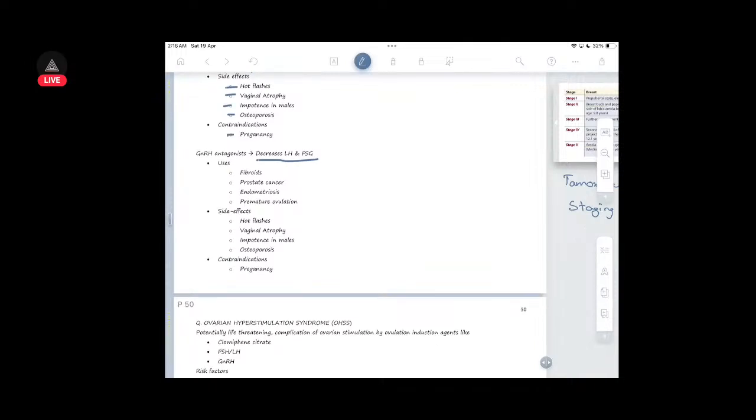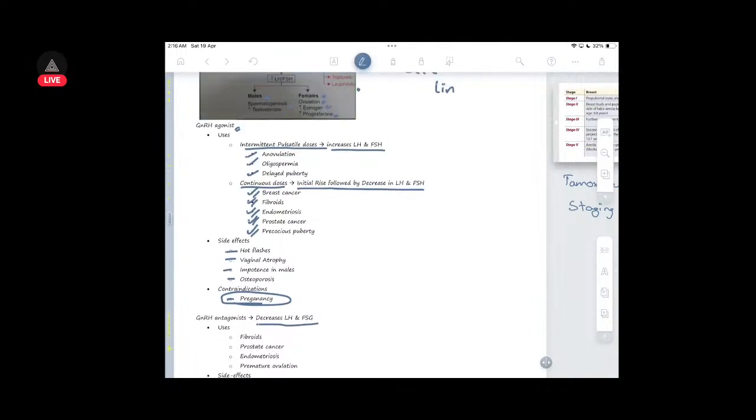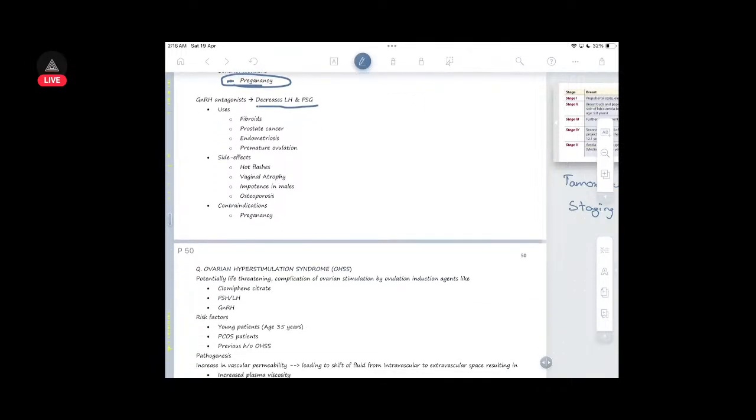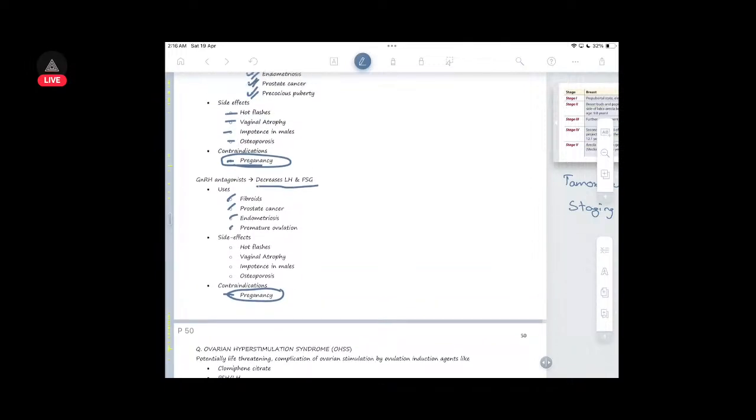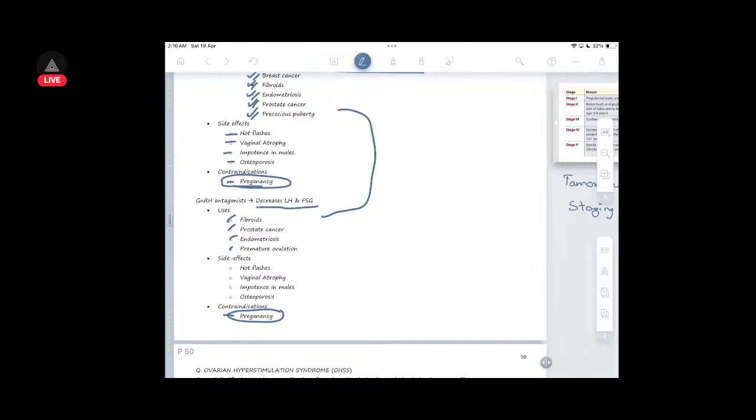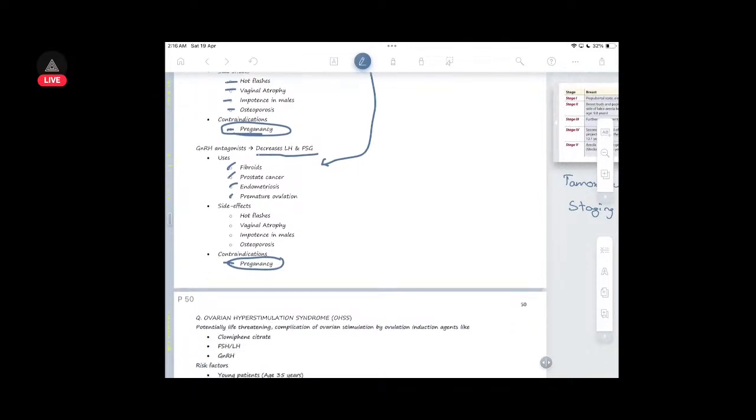Then contraindication is pregnancy for a GnRH agonist. Antagonist also, whatever GnRH is there cannot be provided in pregnancy. Then uses in fibroid, prostate cancer, endometriosis, premature ovulation. Same as here. Side effects, hot flashes, vaginal atrophy, impotence in male, osteoporosis. Same as here.